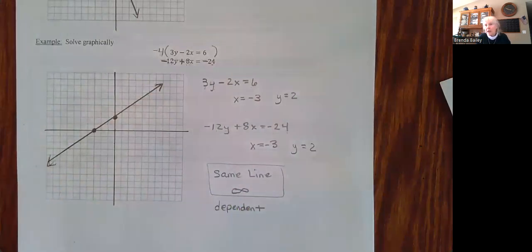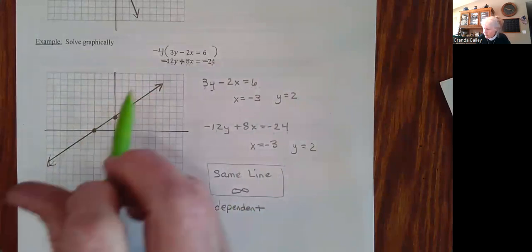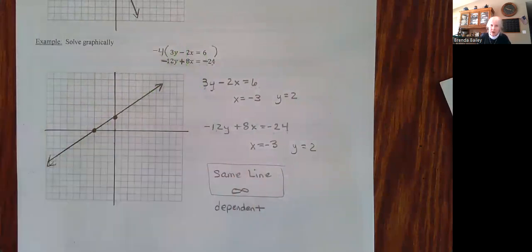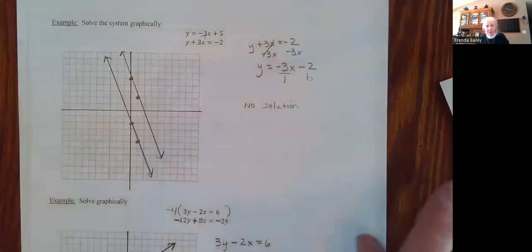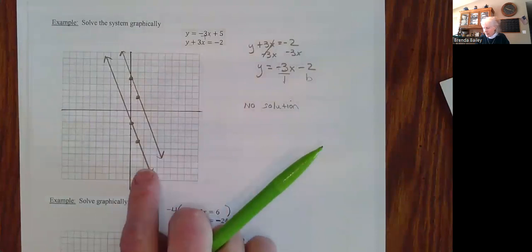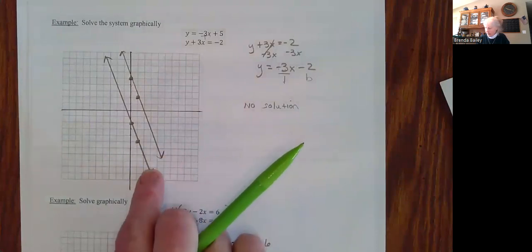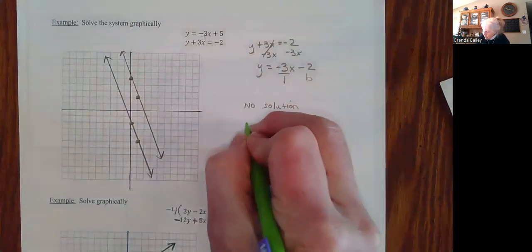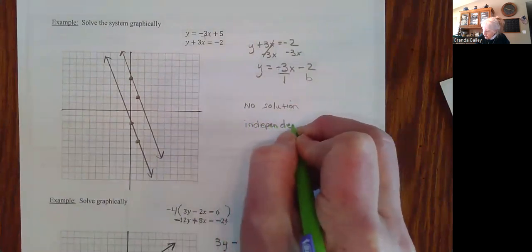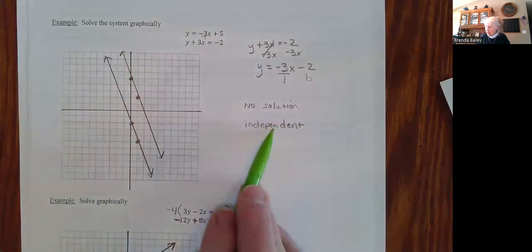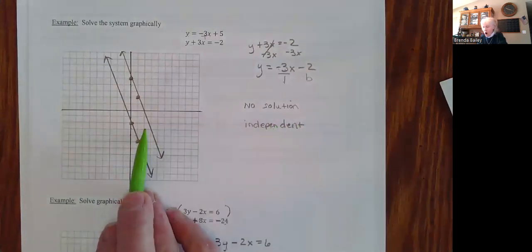But if the lines are different, you can't multiply by a number and have a match. If they're not, they're independent. And you could think of it as independent lines. So this is an example of independent. All right, so this is an independent line.